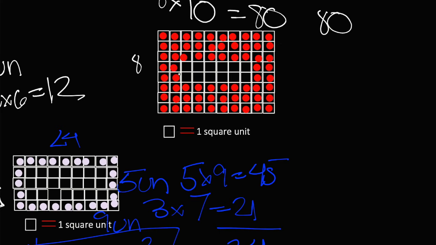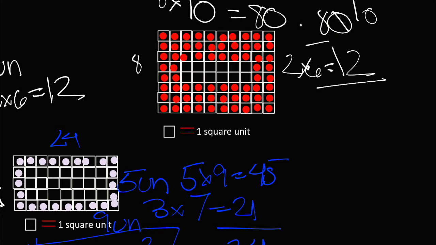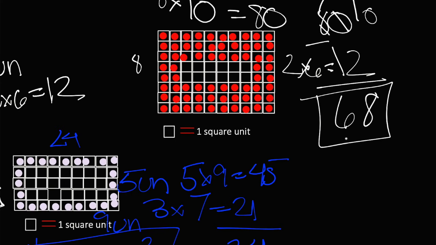So let's find the inside now. 2 by 1, 2, 3, 4, 5, 6. 2 by 6 like we got for the first one. So we know that's 12. 80 minus 12: we have to carry, so we get 8 and 6. We know that the total area of the shaded area is going to be 68 units squared. So that's going to be our answer.